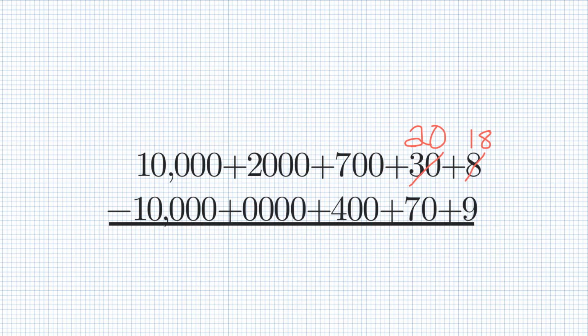Okay, so now we're in a position where we can subtract. I want to point out something. In our expanded form, we have 30 plus 8, which makes 38. Looking up at what we just regrouped, we have 20 and 18. This is still the same number. 20 and 18 still make 38, but now we have reorganized it in a way that's easier to subtract. So now we have 18 minus 9. 18 minus 9 makes 9.